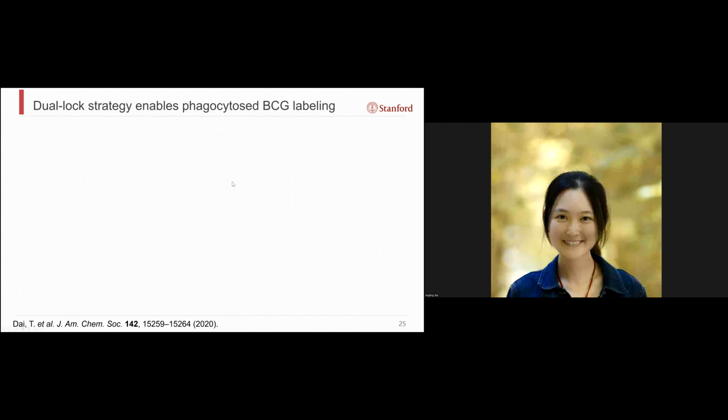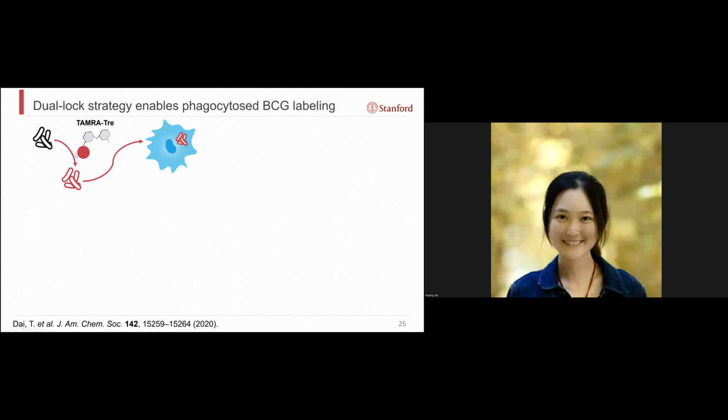So further, we wanted to understand if our probe will be able to enable MTB labeling under phagocytosis conditions. So this is the experimental procedure. We have the bacteria labeled with a tempera dye. So this red dye attached to the trehalose is similar to the green one that doesn't have the beta-lactamase moiety.